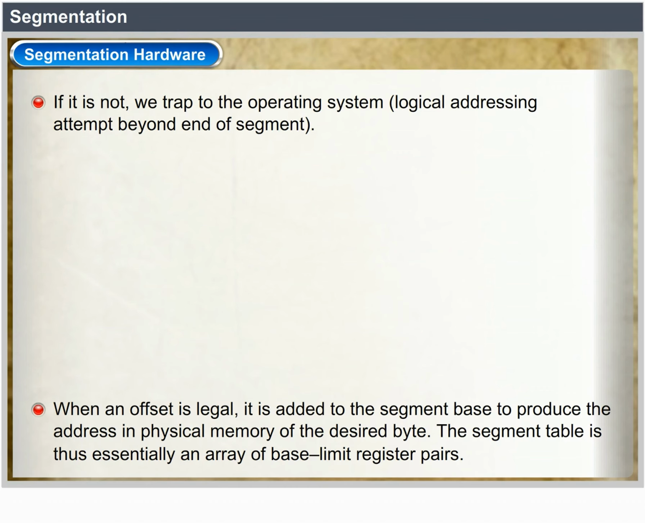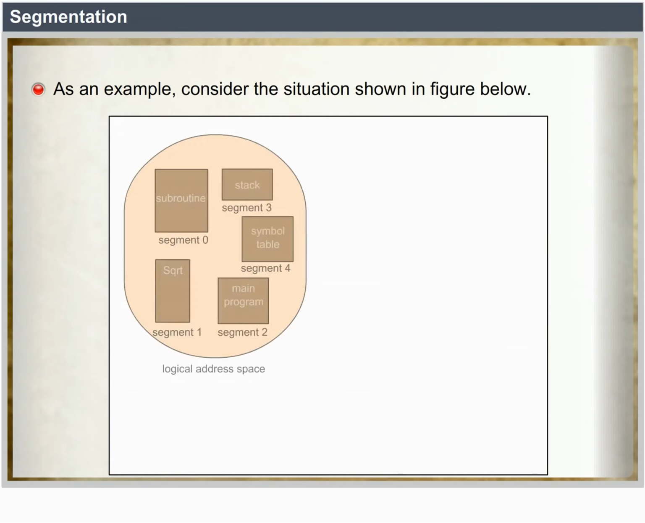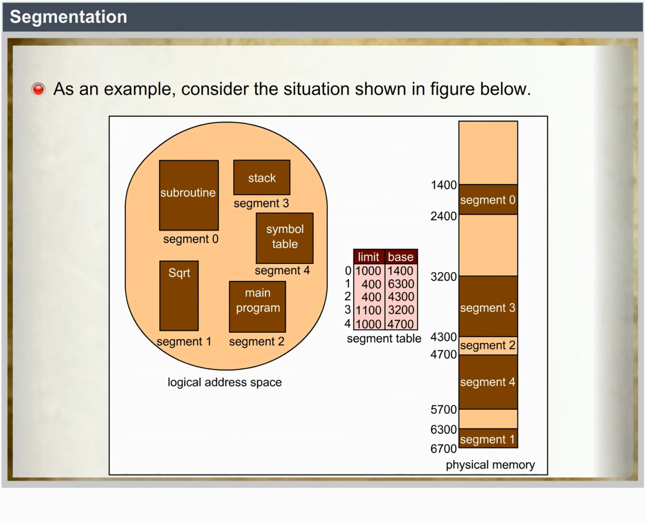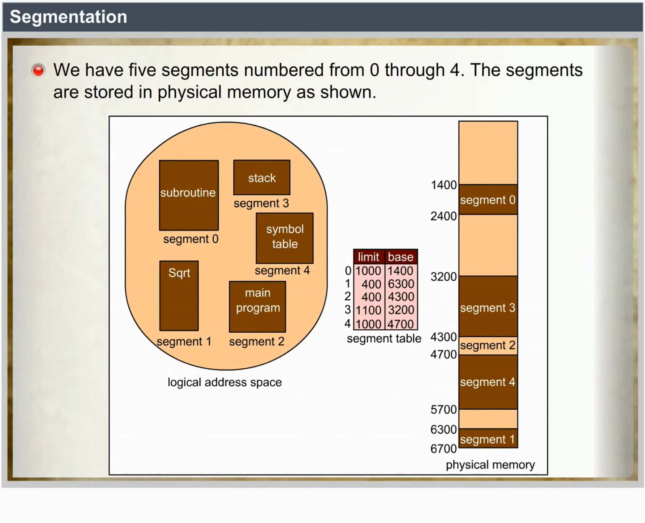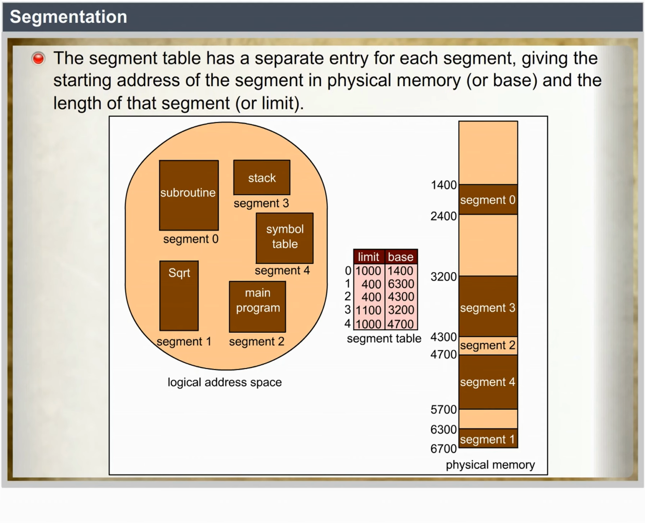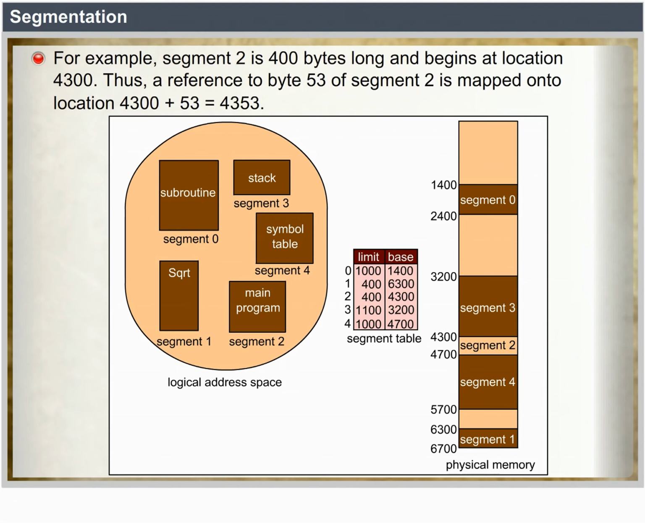As an example, consider the situation shown in the figure below. We have 5 segments numbered from 0 through 4. The segments are stored in physical memory as shown. The segment table has a separate entry for each segment, giving the beginning address of the segment in physical memory, or base, and the length of that segment, or limit. For example, segment 2 is 400 bytes long and begins at location 4300. Thus, a reference to byte 53 of segment 2 is mapped onto location 4300 plus 53 equals 4353.